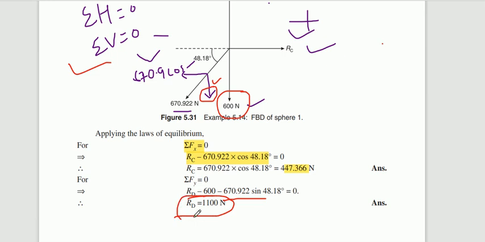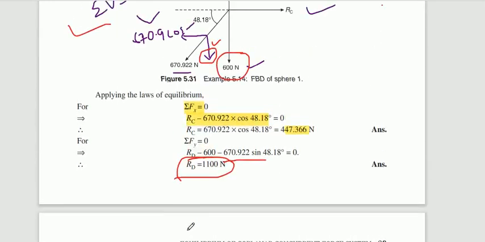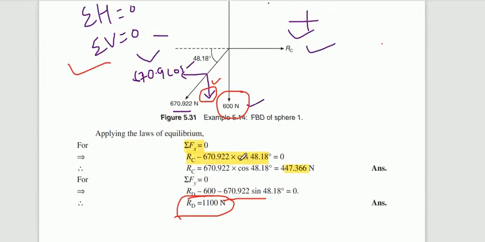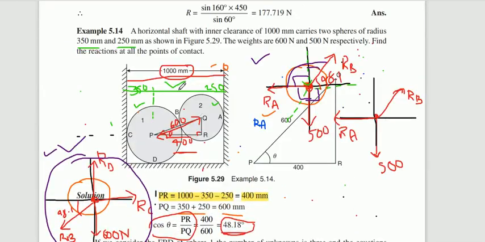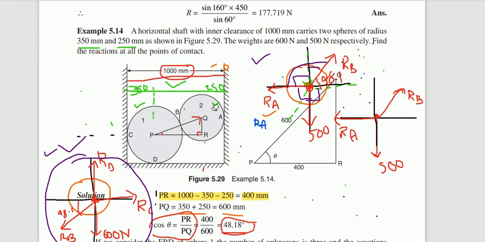So this is how you calculate the reactions at the contact surfaces. What reactions have you calculated? RD you have calculated, RC you have calculated, and RA and RB are the contact surfaces of the spheres. You can observe RA, I will highlight RA here, and RB, RC and RD, the contact surfaces. All the forces you have calculated.